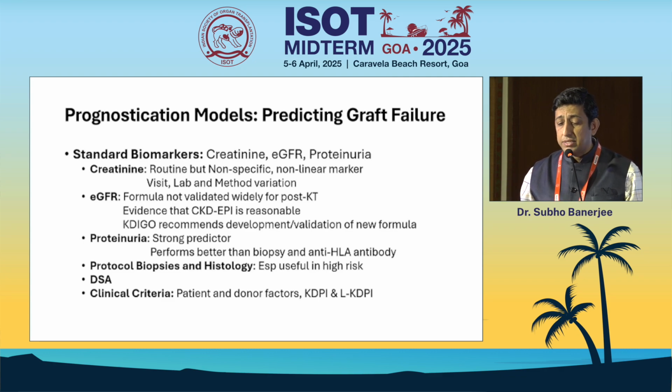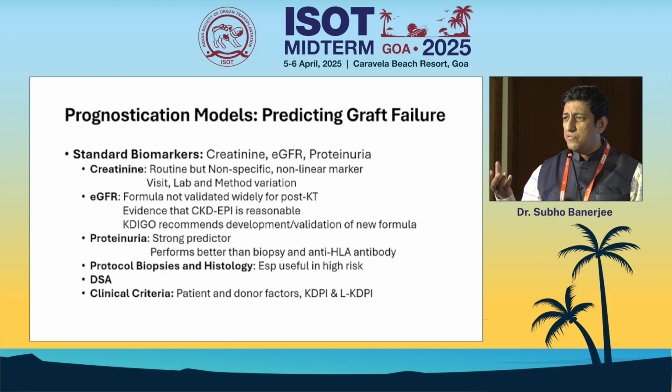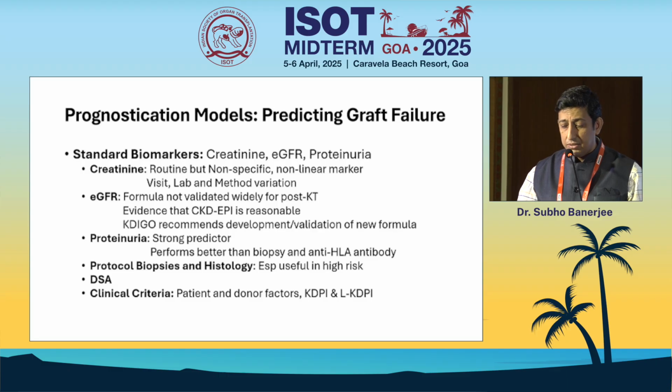Now, KDIGO has recommended in this controversies conference that we need newer formulas. Proteinuria has been found to be a stronger risk factor than a biopsy, anti-HLA antibodies, and so many other clinical factors. So proteinuria is one of the important things. We can look at the old biopsies and maybe do a protocol biopsy, but in a failing graft, doing a repeated biopsy hardly gives us anything. So that's hardly used.